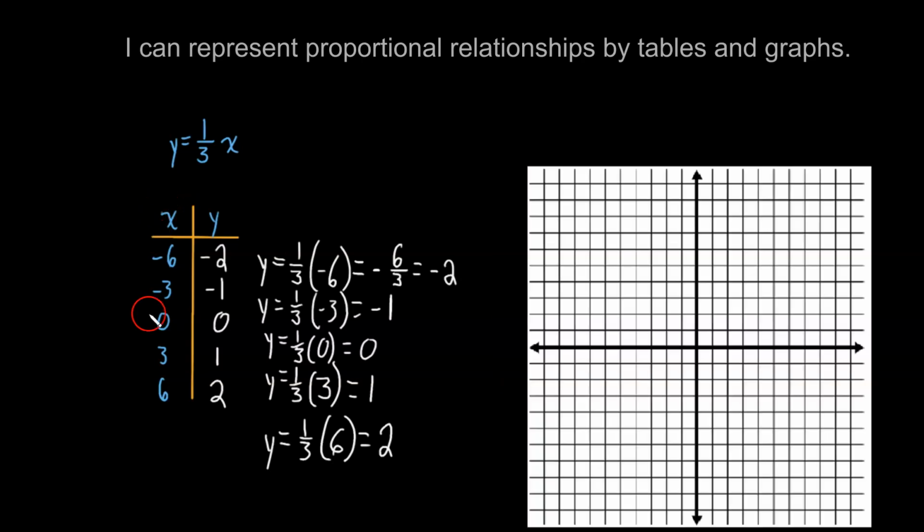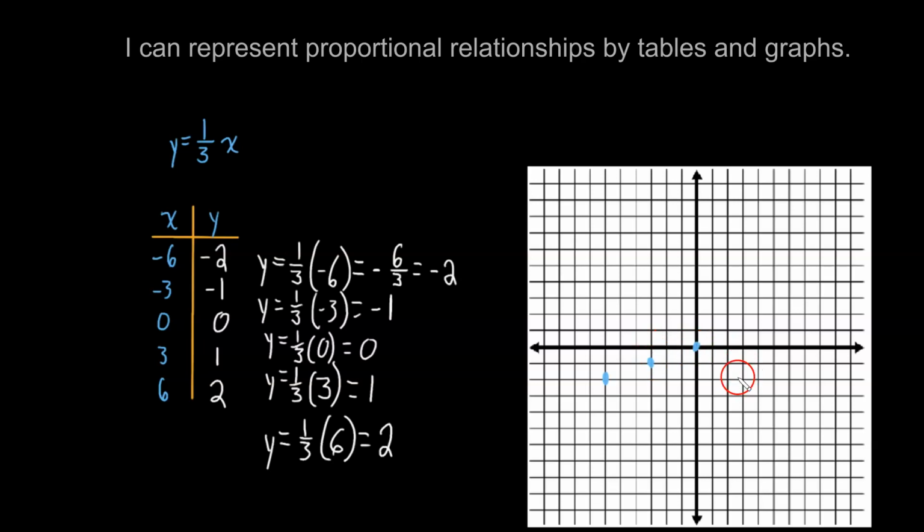All right, so now it's time to graph this table now that we've filled it all in. So it's x value of negative 6. So we go over to the left 1, 2, 3, 4, 5, 6, and down 2 to graph negative 6, negative 2. So this is our point negative 6, negative 2 right here. And now we got negative 3, negative 1. So we go 1, 2, 3, and down 1. And 0, 0. Well, that's easy.